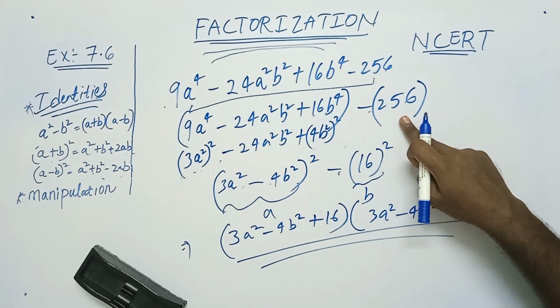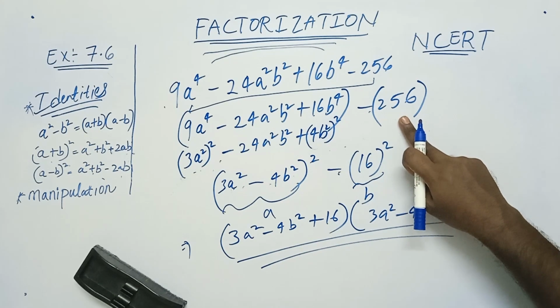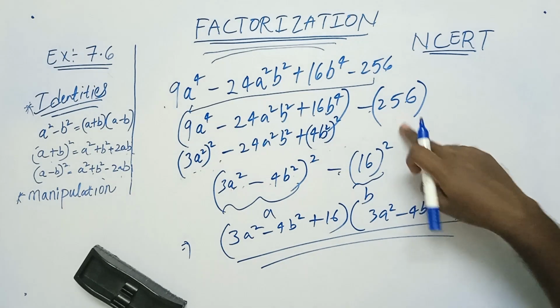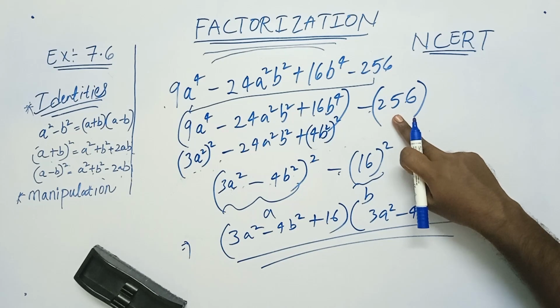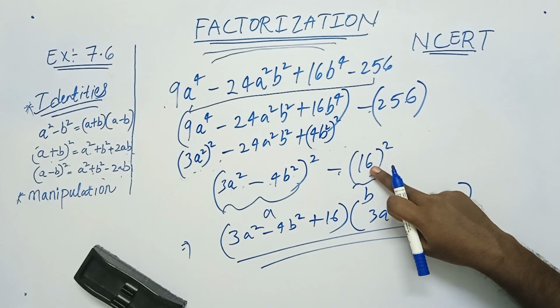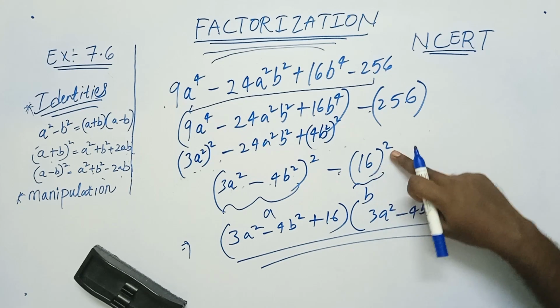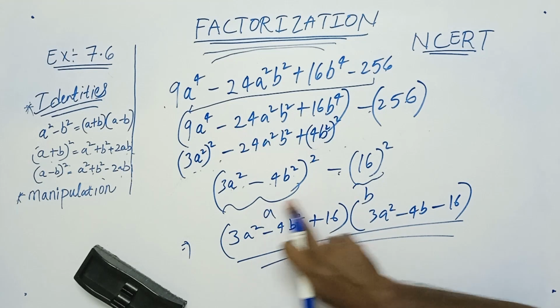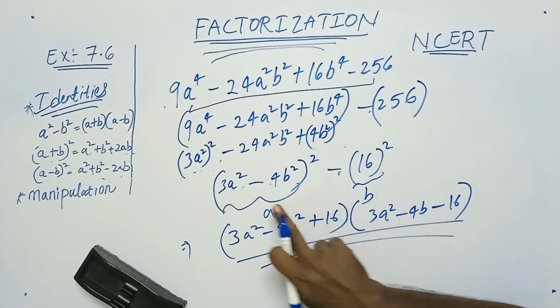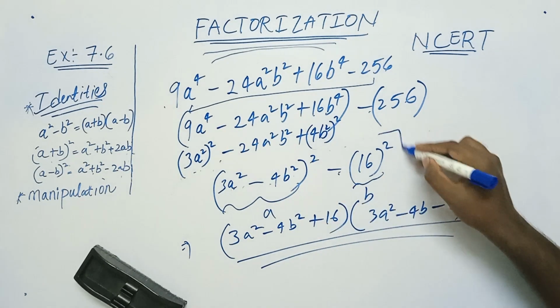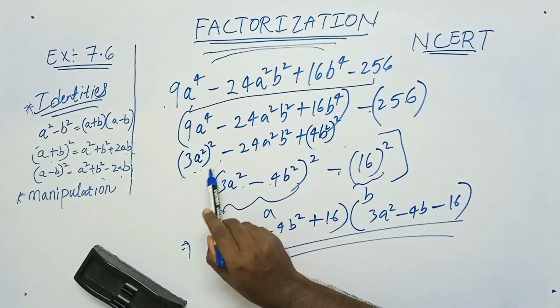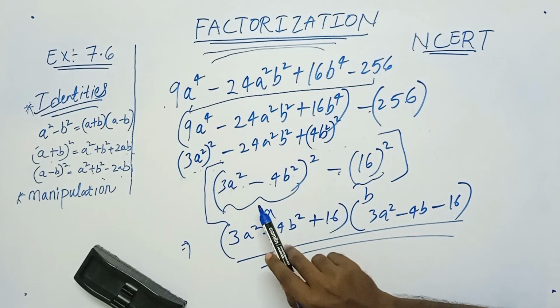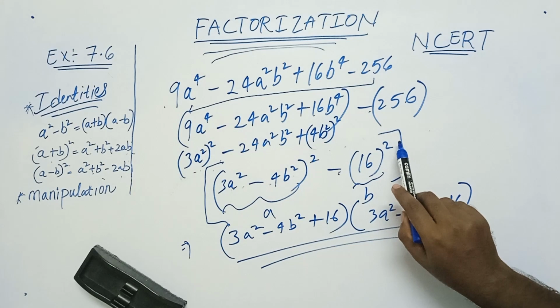What is the square root of 256? I mean, what number squared gives 256? 16 is the number, so that is why I have written 16 square. 16 square is 256. So now if I look at the whole expression, it looks like a square minus b square.